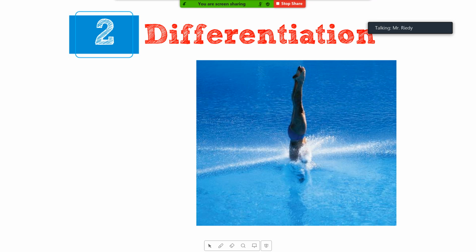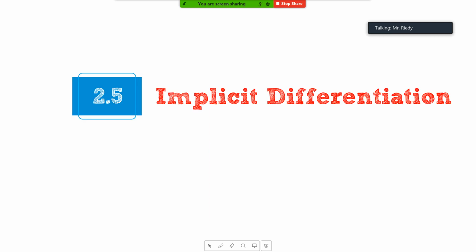Hi everybody. So today we're going to talk about implicit differentiation. What is implicit differentiation? It's another technique that we're going to use to take derivatives.